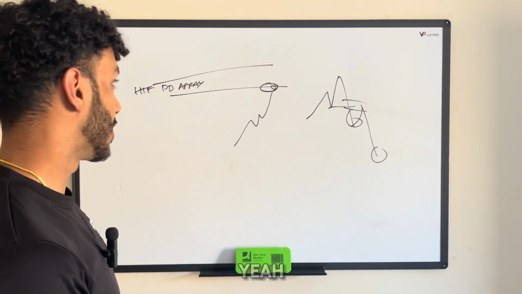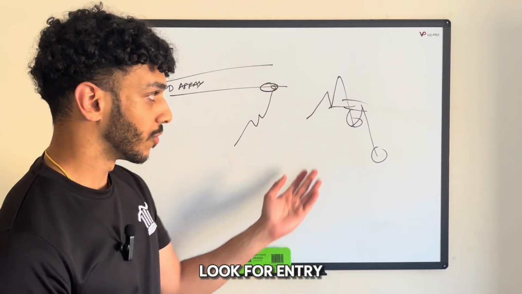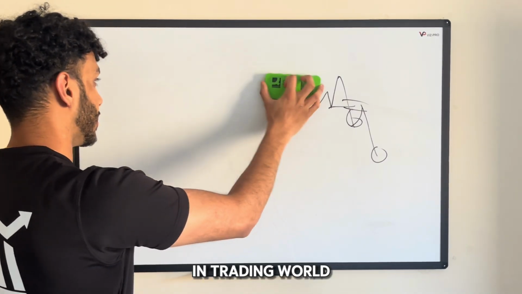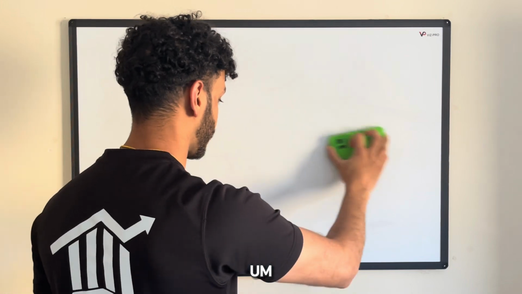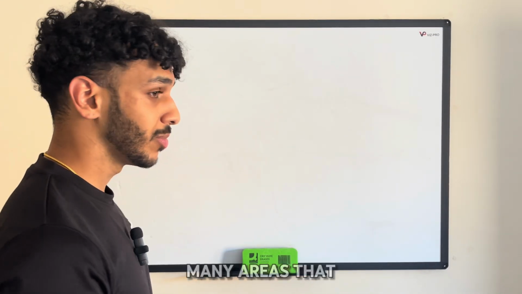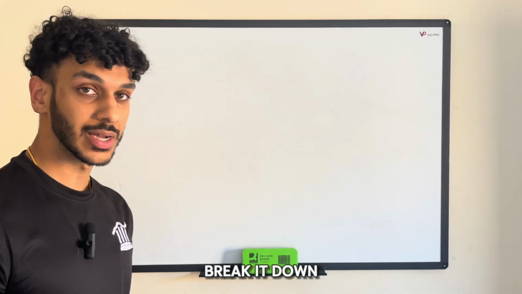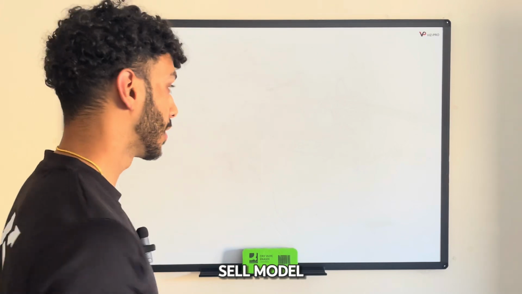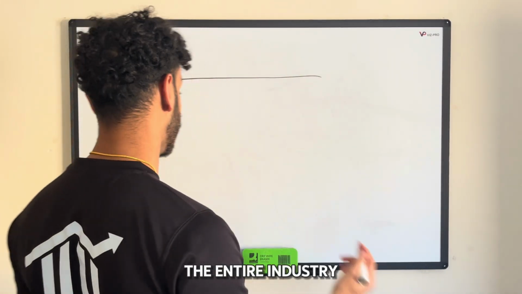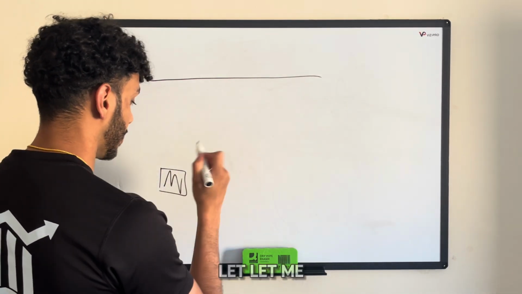You're probably thinking, yeah, higher time frame PD array, we should see a reaction, etc. I need to look for an entry at the top. It's probably the biggest lie we're sold in the trading world. And again, you see it all on social media, and I feel like there's so many areas that reinforce that this is a good entry model. Now, I'm going to break it down in terms of a market maker sell model, and I'm going to explain to you why it's probably the worst entry in the entire industry. So let's draw this out.